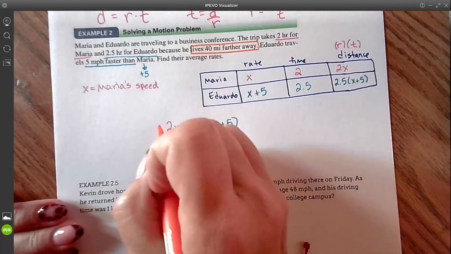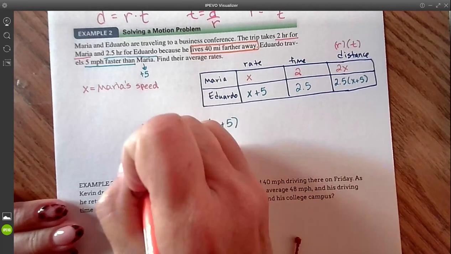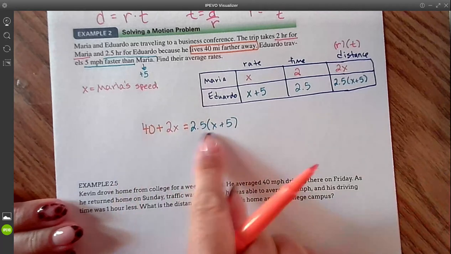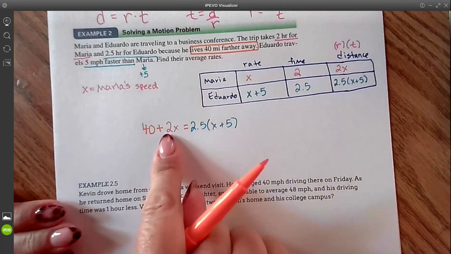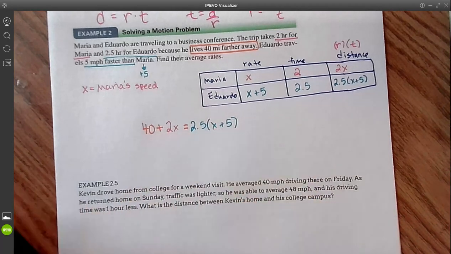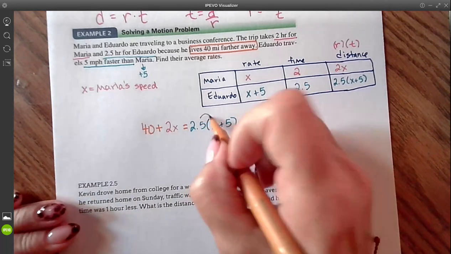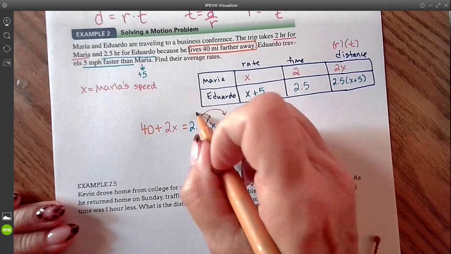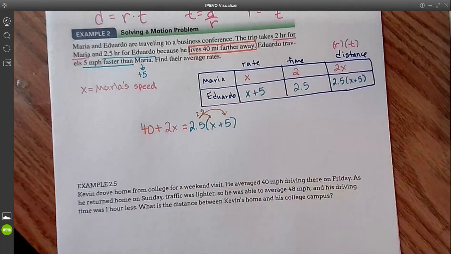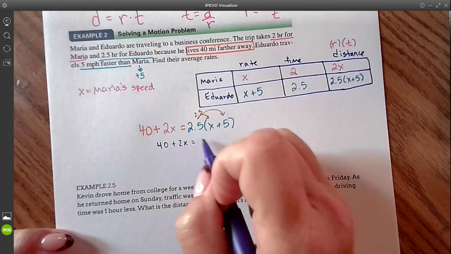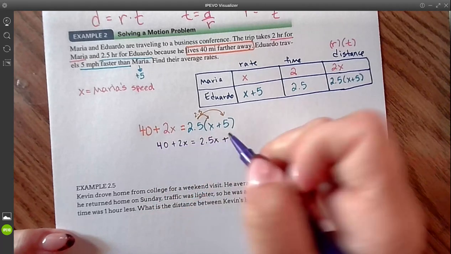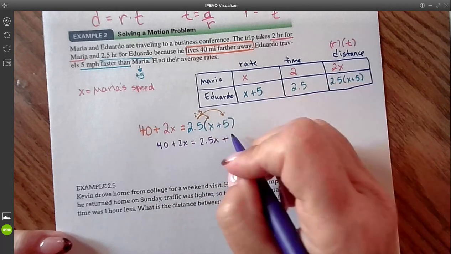So I have to take Maria's distance and add 40 to make those two things equal. Eduardo's already going further, so I have to do 40 plus Maria's distance so that the two are equal. Now I have a true equation, and I can go ahead and solve it. So I will distribute this 2.5, and now I have 40 plus 2x equals 2.5x plus 12.5.